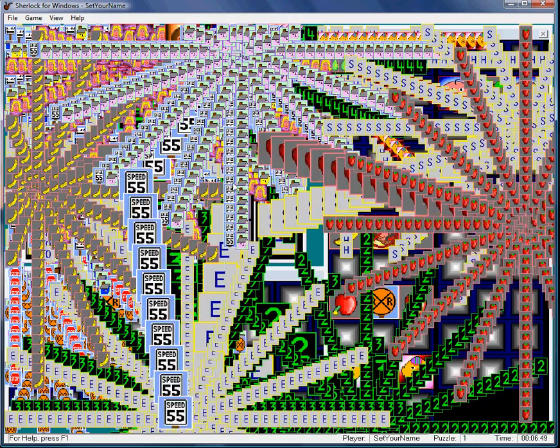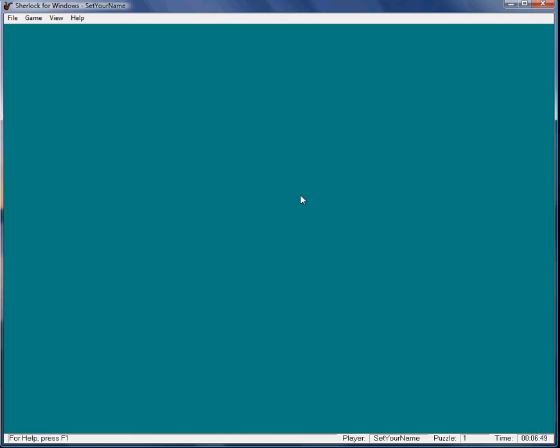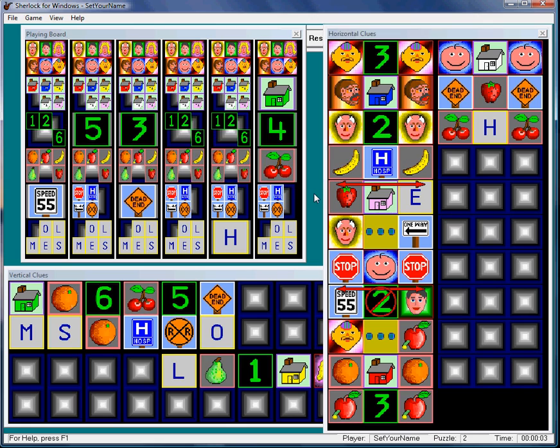Yay! Victory! And you just press the button, the mouse button, and it brings up a new puzzle for you. This is a shareware version, so there's only so many puzzles available. I'm pretty sure you can probably download this somewhere. It's called Sherlock for Windows.